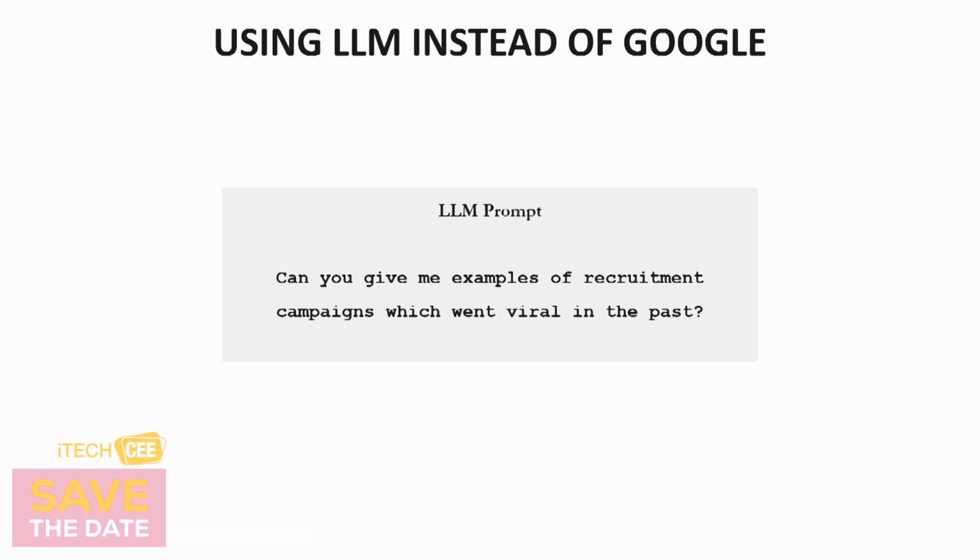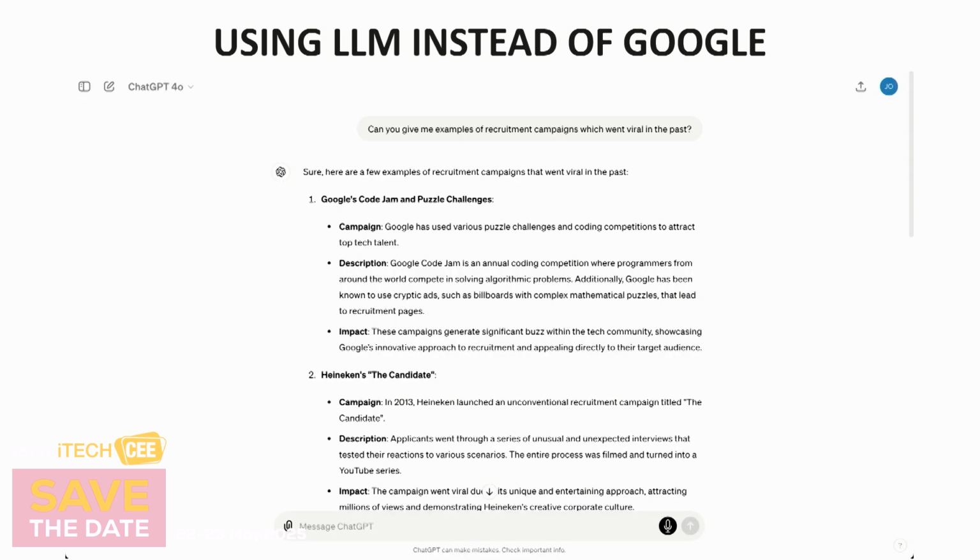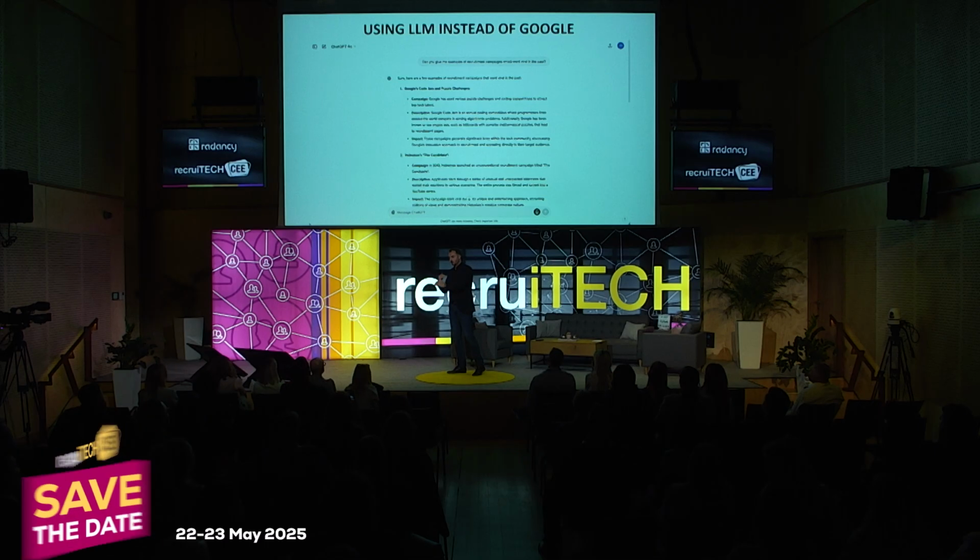Why is this, not every time but sometimes, better than using Google? One thing is that it will aggregate the results, here we get some examples, it will aggregate all the data, quote-unquote data, from the internet into one result. In Google, you would need to go through one link, another link, right?